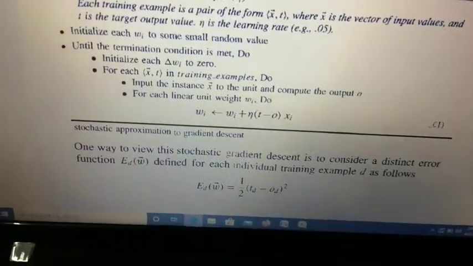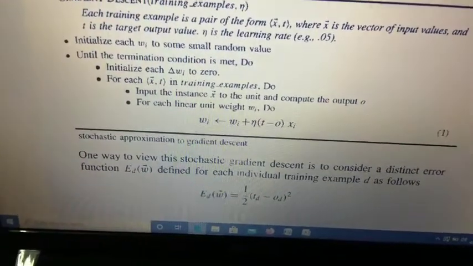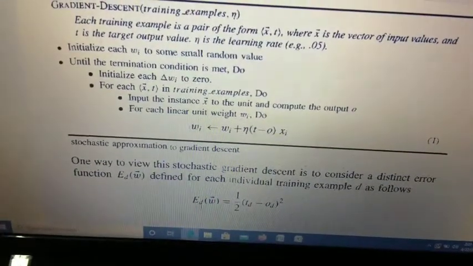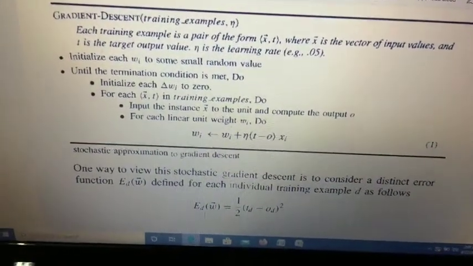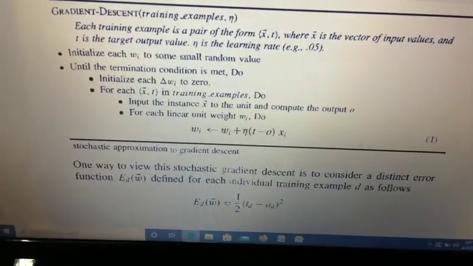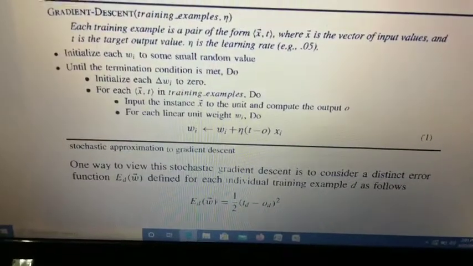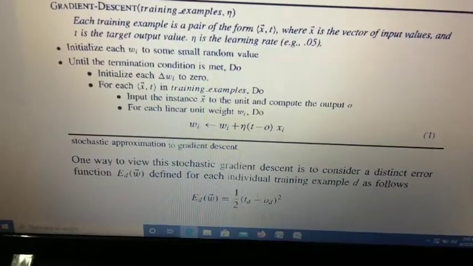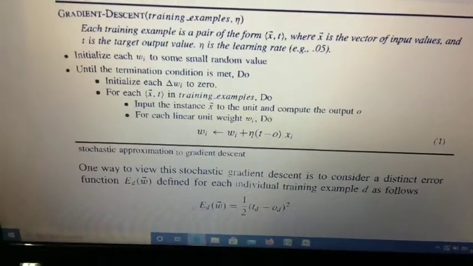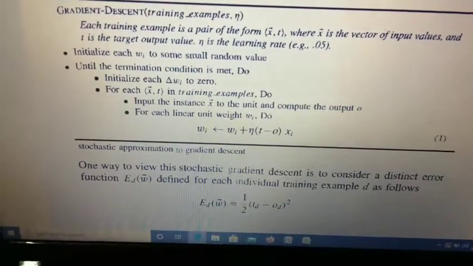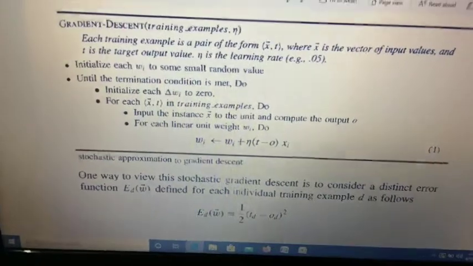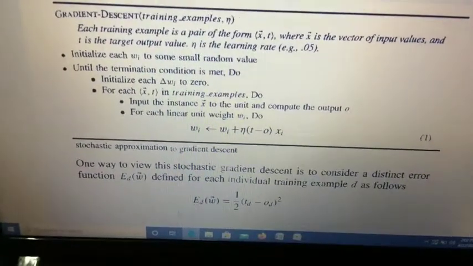So what is the error formula we have? Since we have approximated the error only for one particular training example, the error formula is Ed of w vector equals half times (td minus od) the whole square. Observe here there is no summation. Suppose I had applied a gradient descent algorithm, then there would have been a summation here, d belonging to capital D, because in a gradient descent we consider all the training examples, whereas in a stochastic gradient descent I am considering only one training example, chosen randomly.